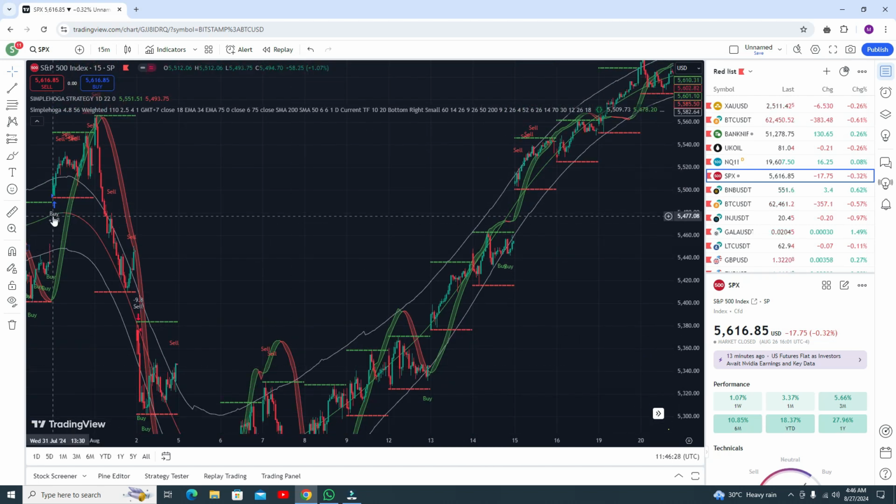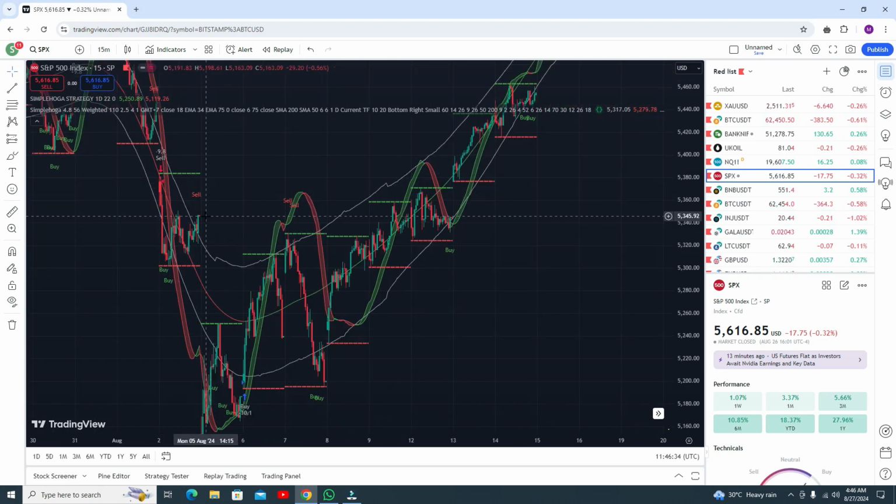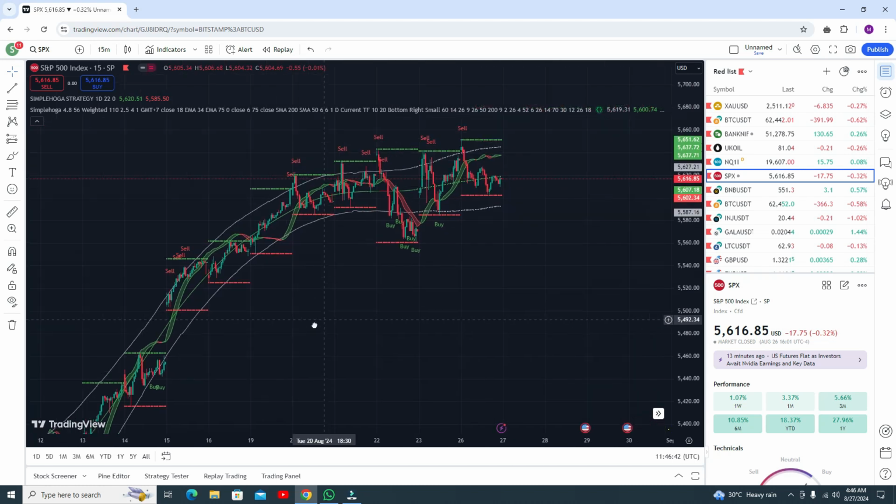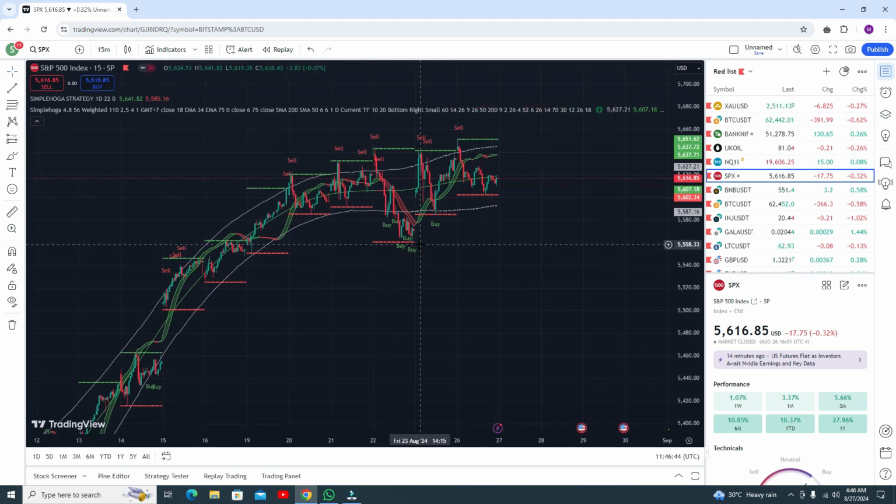Here you got the buy strategy, buy signal. Do not need to go for the buy signal. Got sell signal. You need to open your sell position from this point. Book your profit. Buy position, buy position, buy position, and you can see all the time you are getting awesome profit.